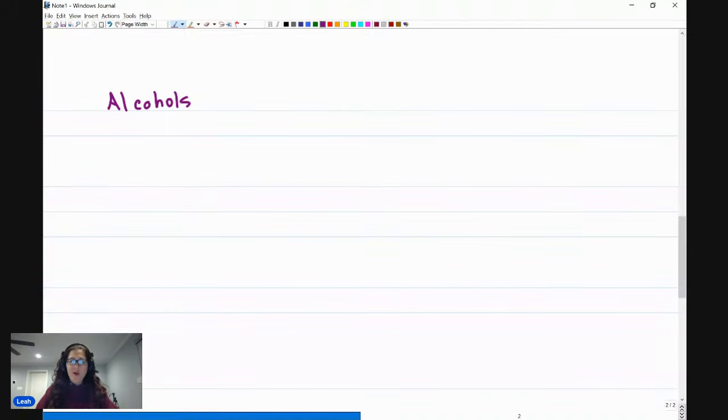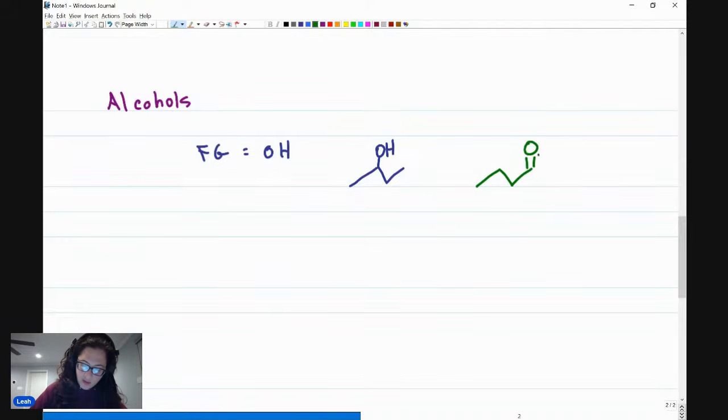Before we jump into alcohol reactions, let's do a quick overview so that we're on the same page with this molecule. An alcohol is a molecule that has a functional group with an O and an H. And specifically, we're looking at just an OH, an alcohol like this. I don't want you to confuse it with something like a carboxylic acid. The carboxy has an OH, but it also has a carbonyl on that same carbon that is not an alcohol. We're looking for just an OH by itself.